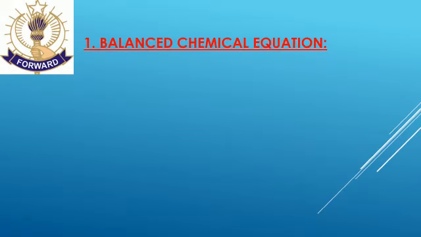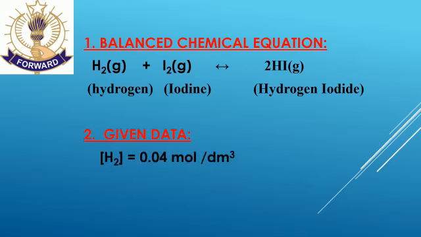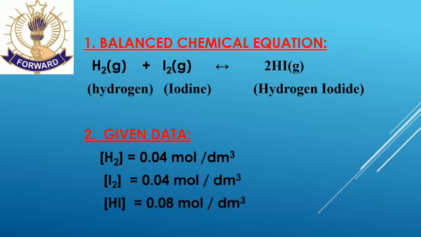Now we will start the solution of the numerical. First of all, we will write the balanced chemical equation, that is hydrogen plus iodine, they will give you hydrogen iodide. Now next step is given data. In given data, we will write the concentration of each species which is given in the statement, that is hydrogen, iodine, and we have hydrogen iodide. The values are written in front of each concentration.